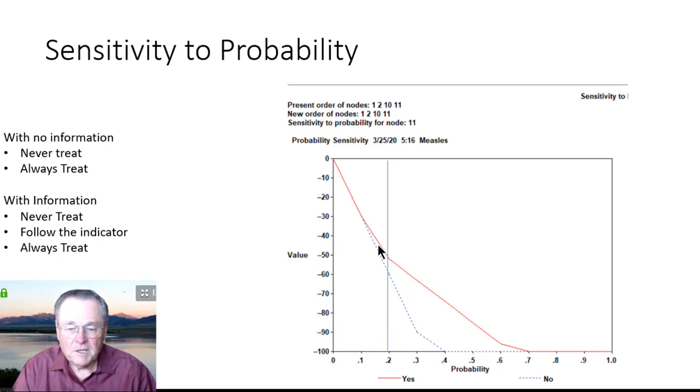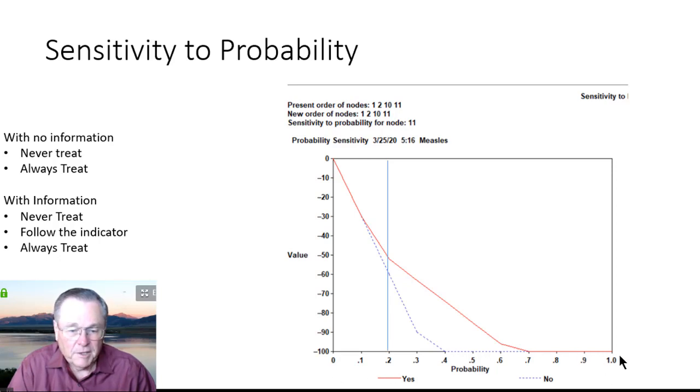And you can see that getting the information is always more attractive. Remember, in this case, we're trying to maximize the value. Typically, in this particular graphic, whenever you see a kink, it means there's a change in decision policy. But as we'll see, this is a little misleading right here because it's not granular enough on the probability. So in this section over here, we never treat. If the probability of measles is 0, why would you ever treat? Because you just let it go because nothing's going to happen to them.